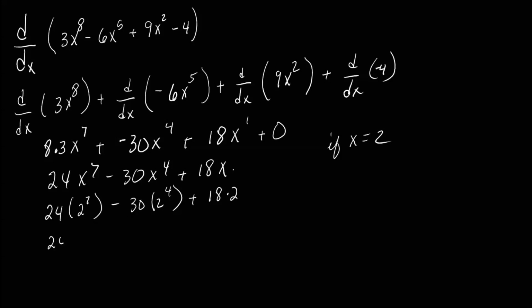So this would be 24 times 128 minus 30 times 16 plus 36. Okay, solving this in my calculator, I get 2628. Okay, let's check our answer.